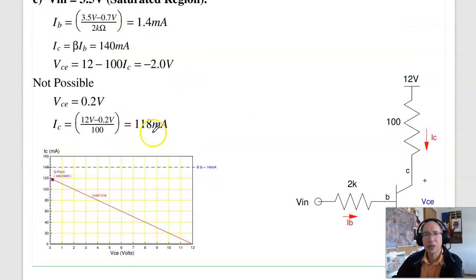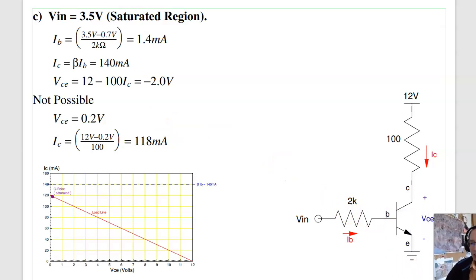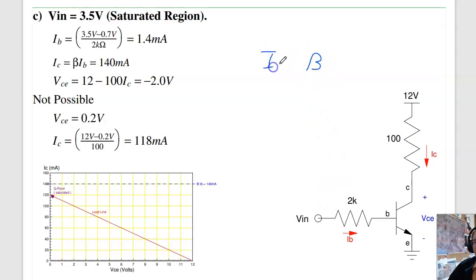The third operating point is when you're saturated. What happens is, if the base current is so large, the current that I'm allowing is IC is beta IB. That's the current that I allow, beta IB. The most I can push through this is 120 milliamps.